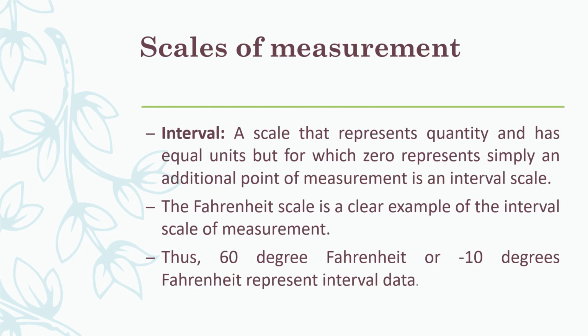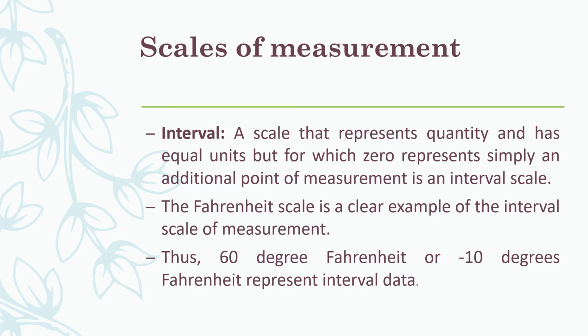Now, interval and ratio scales of measurement are pretty similar. The thing that separates them is the presence or the absence of an absolute zero. So interval data is a scale that represents quantity and has equal units, but 0 represents just an additional point of measurement. And so this means that the scale does not stop at 0. It's possible to go below 0. So look at temperature, for instance, and it's possible to have a negative temperature.